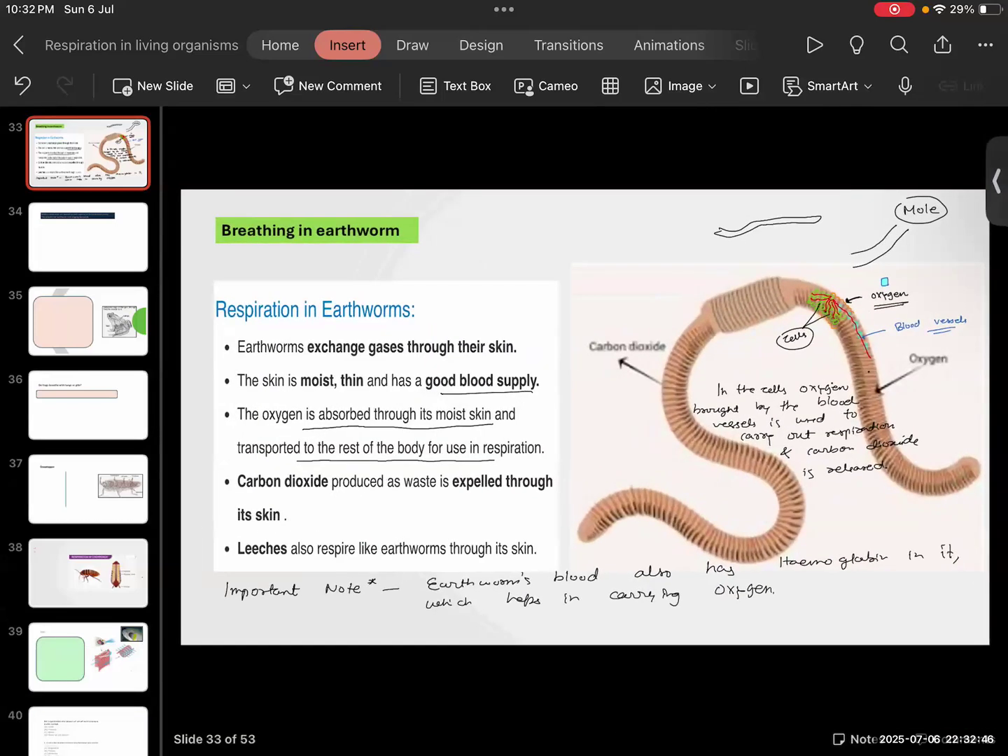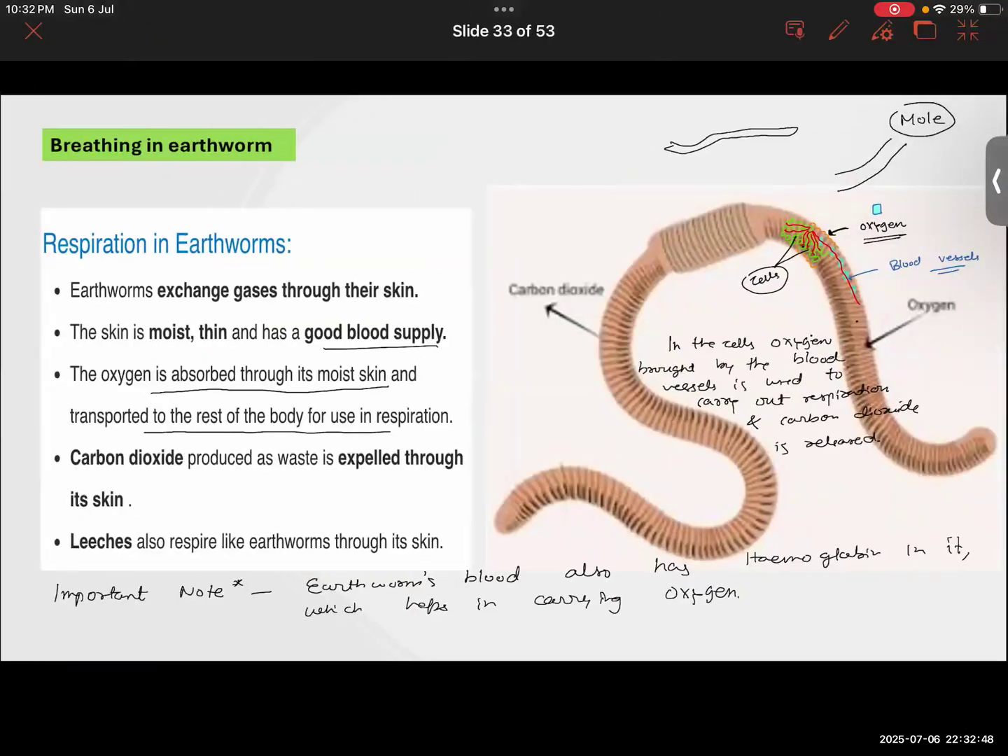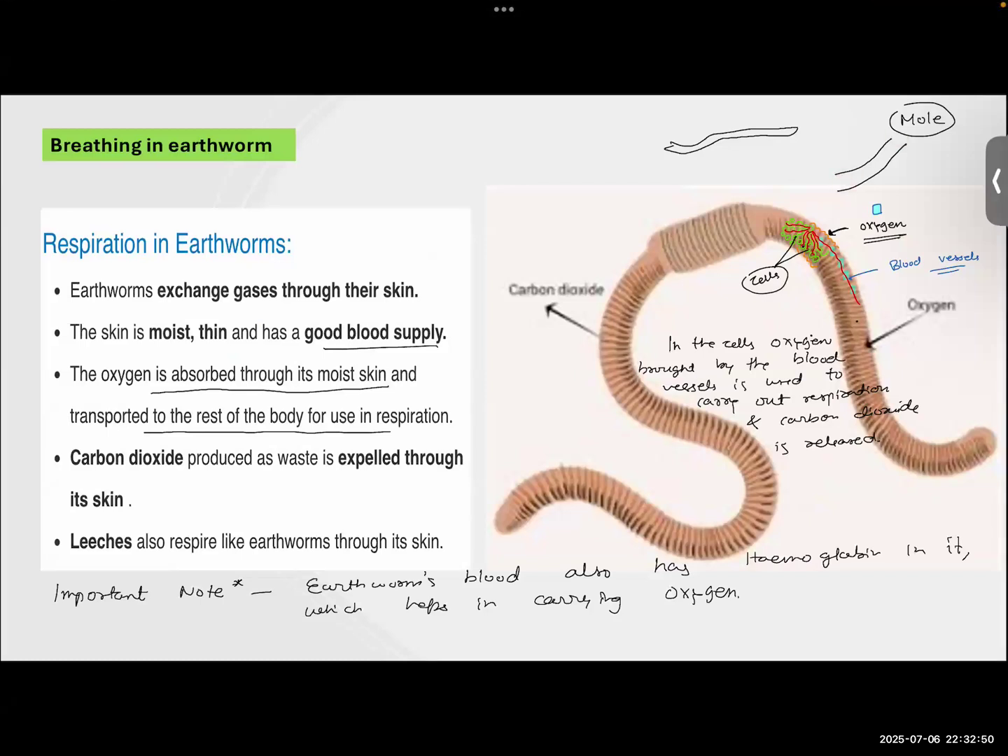Basically, moles make burrows in the soil. The mole will be in the soil at the same time, and the earthworm is also there in the soil. So it will think that the mole is coming to get it. So it will quickly come out of the ground so that the mole cannot eat it. Getting it?